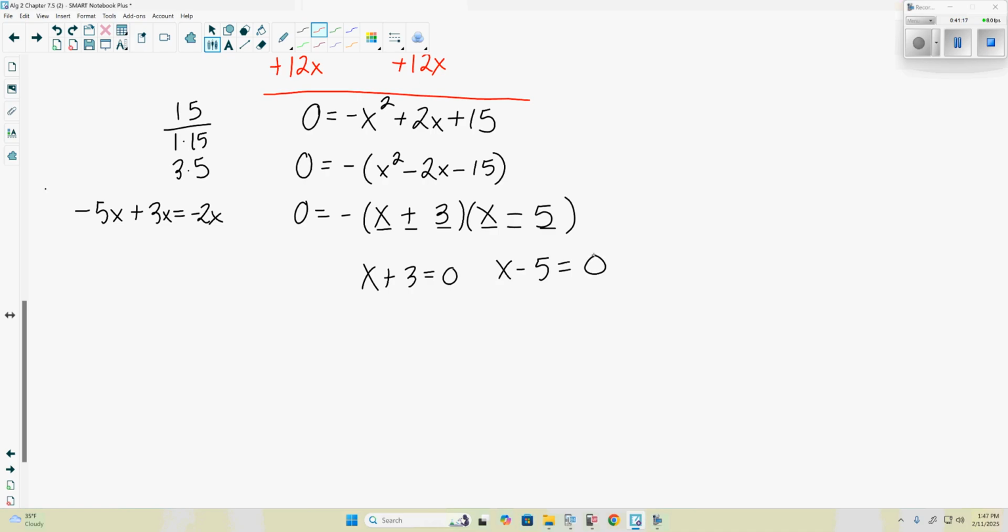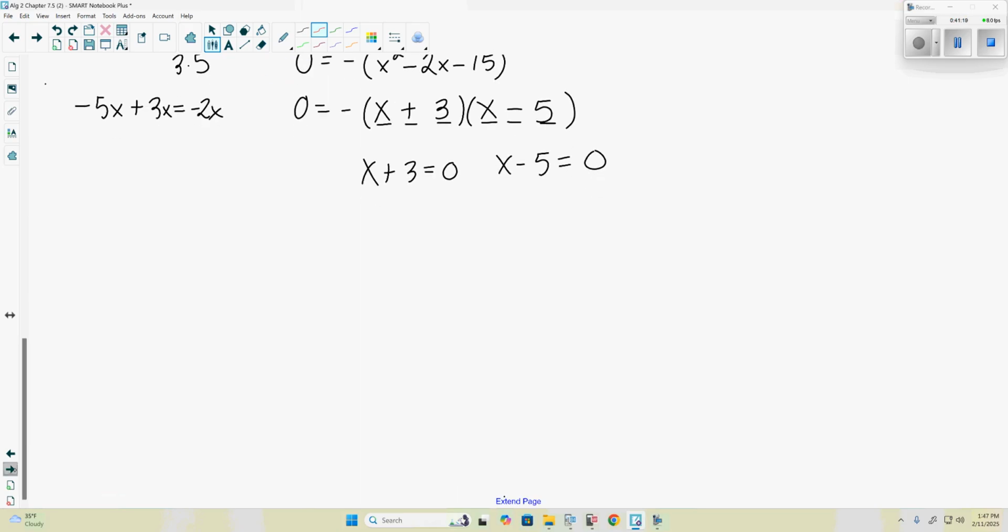All right, guys. Almost done. We have x plus 3 and x minus 5. We can set both of these equal to 0 and solve. So here, if we subtract 3 from both sides, we get that x is equal to negative 3. X minus 5, we can add 5 to both sides, telling us that x is equal to 5. So here are two solutions of negative 3 and 5.